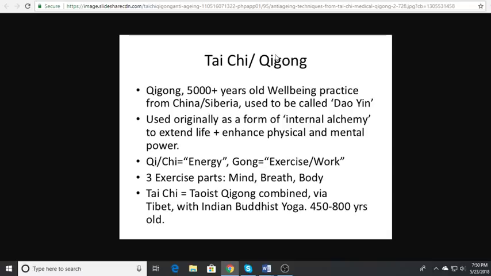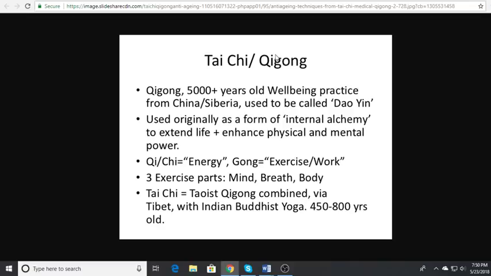And you know what? You'll find these exercises hidden in the Western mystery tradition. You will find exercises like this hidden in Kabbalah, hidden in Hermeticism, hidden in things that were thought to be the black arts in the West. But in reality, they're just forms of energy work in order to make your body healthier and stronger, as well as make you sharper mentally. Qi, Chi, Prana, Vril, it's all life force and energy. Gong just means work. Three exercise parts: the mind, the breath, and the body.